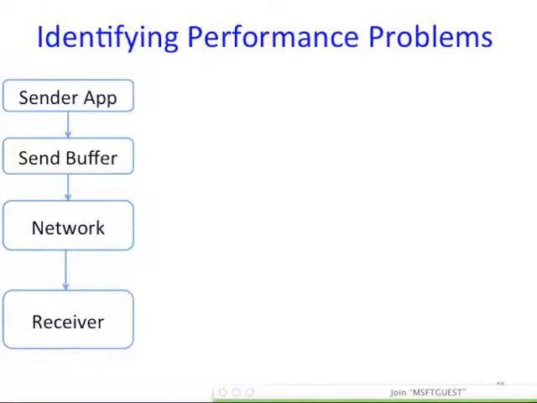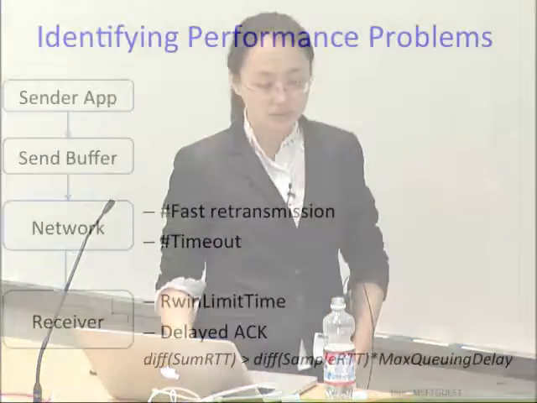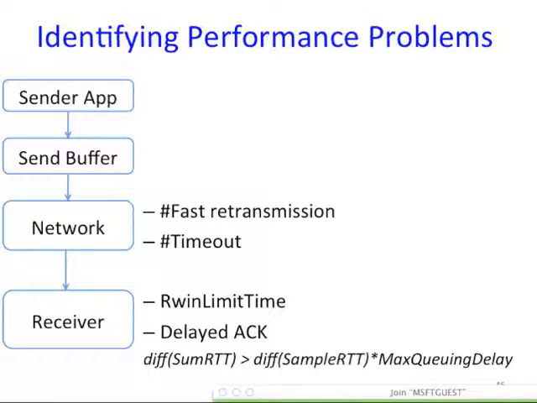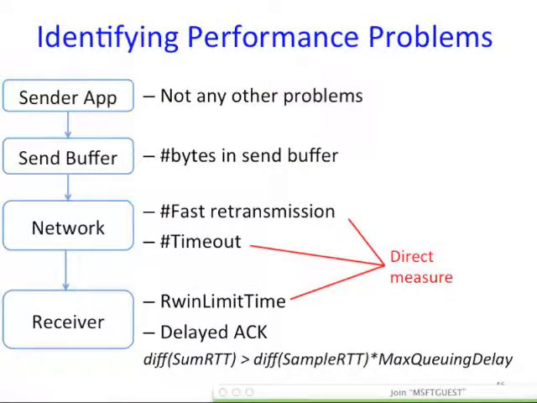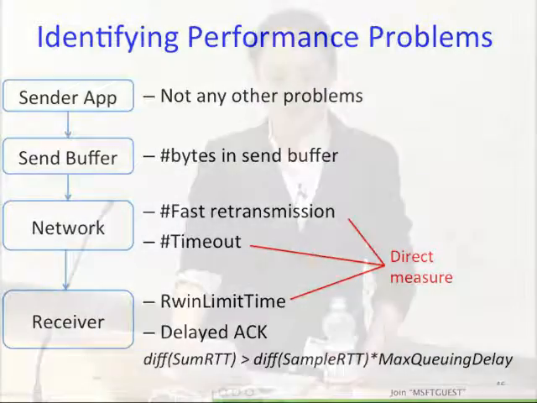Luckily, with the counters we have already collected, we can easily tell the problems from different stages. For example, for the network, we already have the number of fast retransmissions and the number of timeouts to tell network problems directly. At the receiver end, we have the receiver window limited time and the round-trip time estimation to tell the delayed ACK problem. Then we have the number of bytes in the send buffer to tell send buffer problems. And if it's not a problem at any of these other stages, then we classify it as a sender application problem. So we find that most of the problems can be directly measured using the stack data.